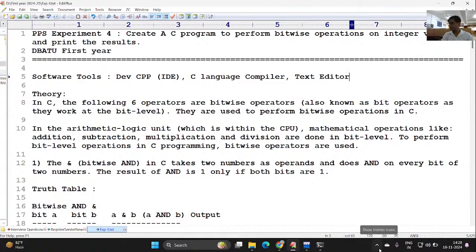Next, after this, we shall see control flow statements. Okay, fine. Thank you.